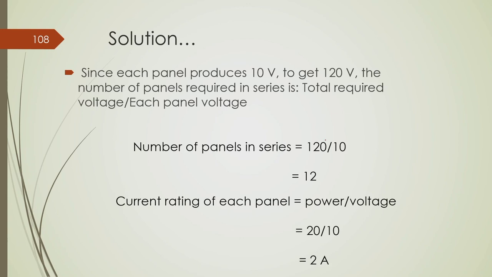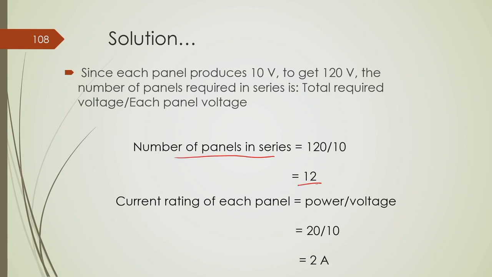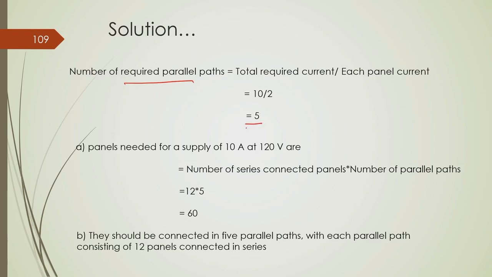First, since you have a 20 watt, 10 volt solar panel, its output voltage is 10 volt, and it can provide at most 20 divided by 10, that is 2 ampere of current. We need 10 ampere of current, so we have to connect 5 such units in parallel, so that each of them gives 2 ampere, and you get 10 ampere. But in order to have 120 volt, you have to connect 12 such panels in series. So, the number of panels in series is 12 and the number of parallel paths we require is 5. So, 12 solar panels are connected in series, and 5 such units need to be connected in parallel in order to have this required voltage and power.